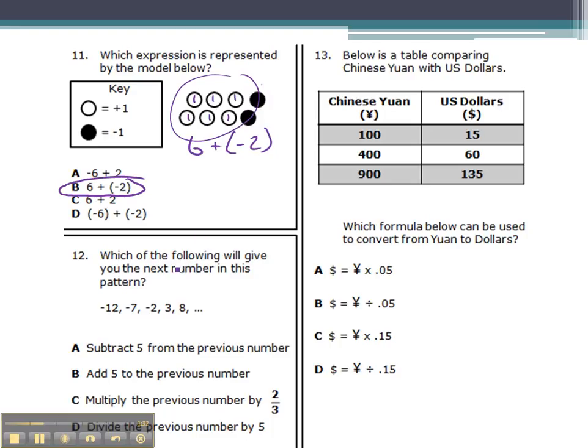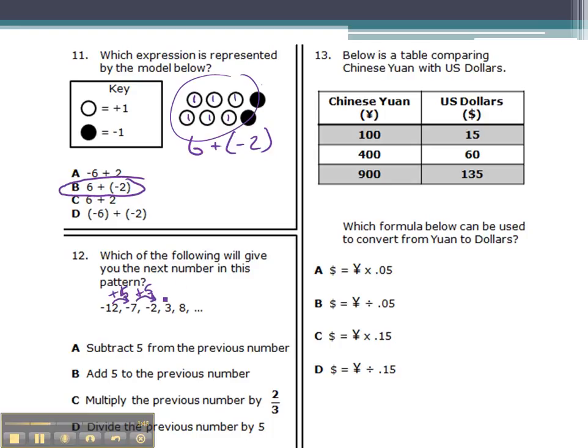And number 12, which of the following will give you the next number in this pattern? So we want to see how we are getting from the previous number to the next number. What's happening there? Looks like +5. Let's make sure that continues to work.